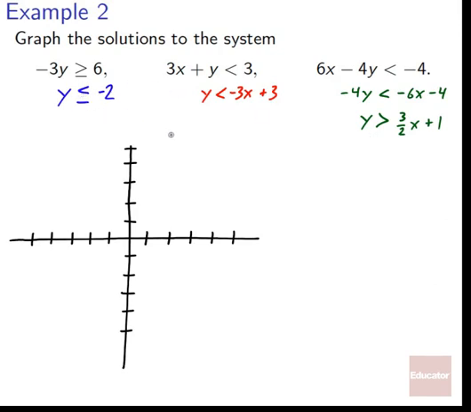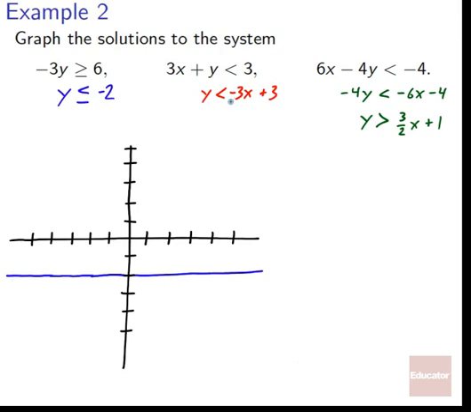We'll draw them in as lines first, and then from there we'll figure out how to shade. So y is less than or equal to negative 2. We use a solid line because it is less than or equal, so it's not strict. So at height negative 2, we are going to have a line, as if it was y equals negative 2. We've just set a vertical height of negative 2 and our x is allowed to freely roam.